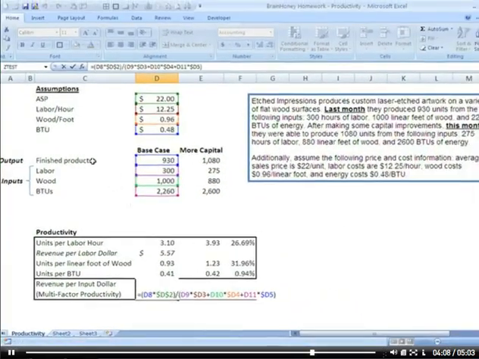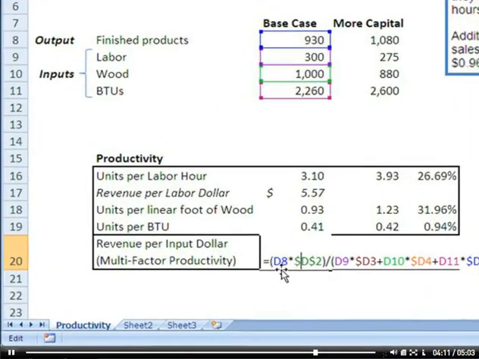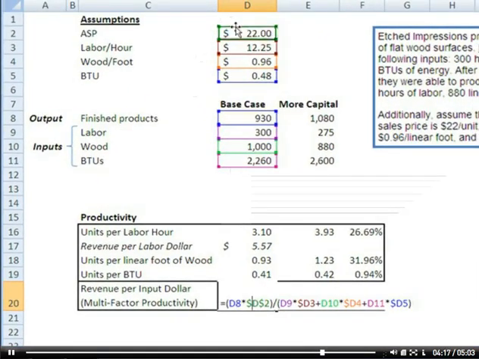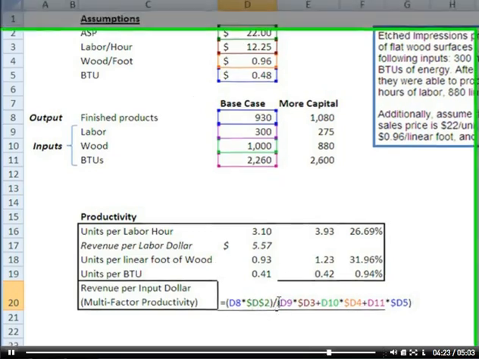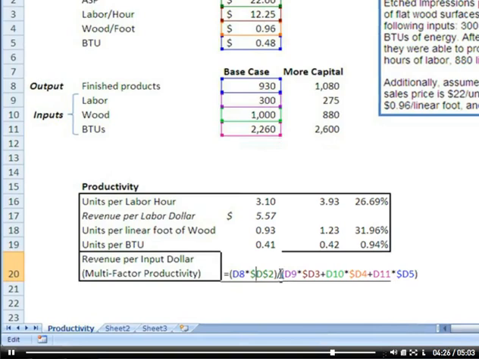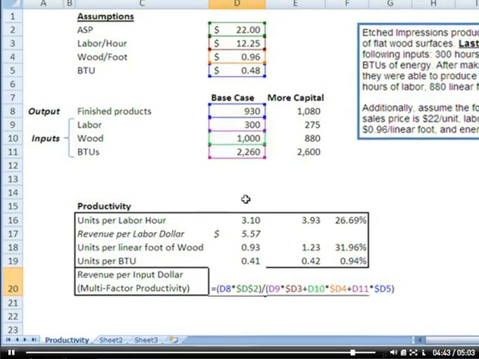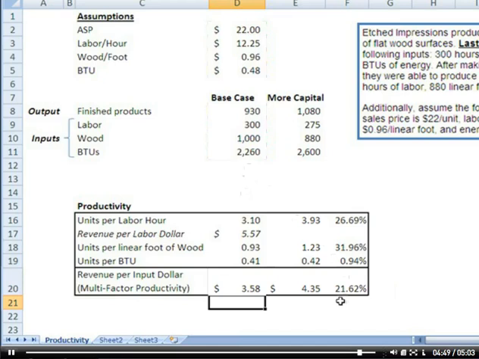The equation's a little complicated, but you can see here in the numerator D8, which is our units output, times D2, the average sales price per unit. That would give us our revenue, the value of the output, and then the value of the inputs, we divide that into the outputs. D9, which gives us our labor units, times D3, our labor cost per hour, and D10 times D4 to get us our wood cost, plus D11 times D5, which gives us our cost of energy. And that gives us, again, our multi-factor productivity.